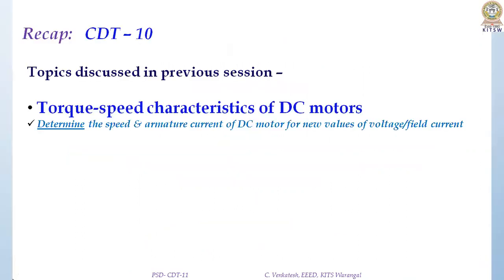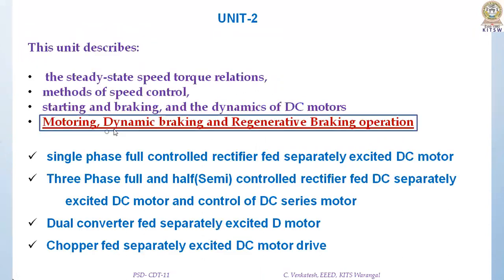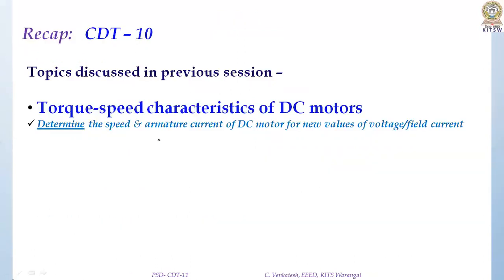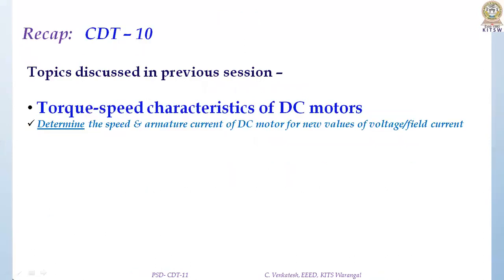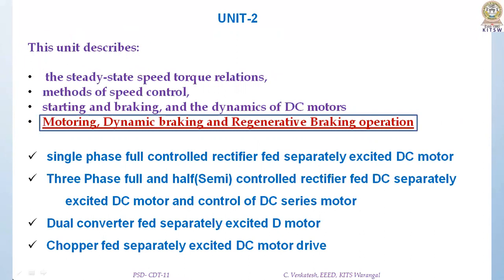In the previous class we discussed the torque speed characteristics of DC motors, and we were able to determine the speed and armature current of the DC motor for new values of voltage and field current. We should extend that idea for motoring, dynamic braking, and regenerative braking operation.